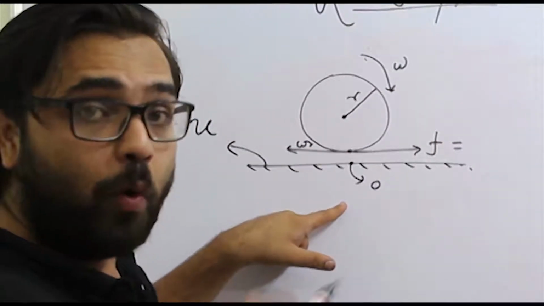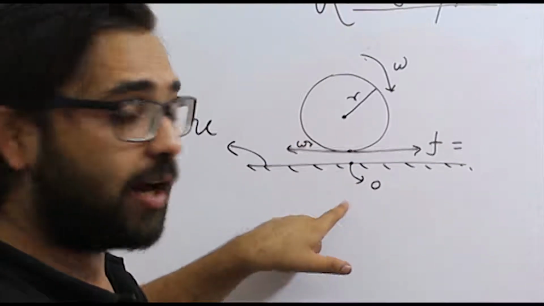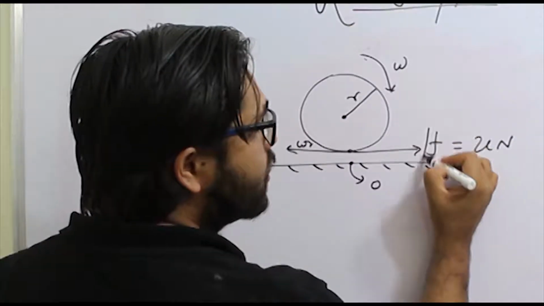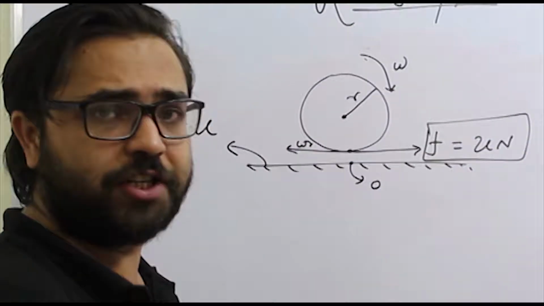Because it is slipping. Why is it slipping? You can easily understand that. So the value of kinetic friction is going to be mu into N. Now you understand, this is the case. So we got the friction.